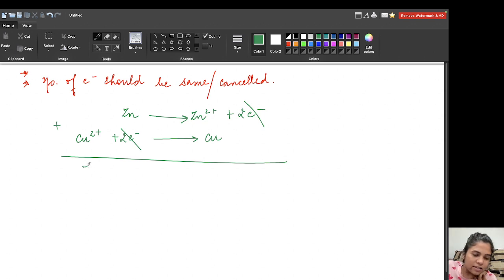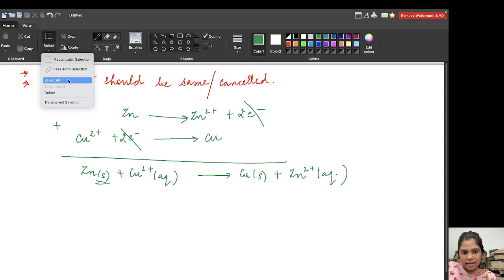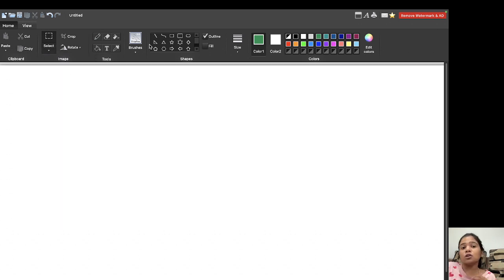So now you get Zn, which is a solid, plus wherever you get ions, you write it in aqueous form. Cu2+ aqueous, zinc in solid is giving you Cu in solid and Zn2+ in aqueous condition. This is how a cell reaction is written. As one more example I'll be giving you, I'll be writing the cell representation and you have to write the total cell reaction.